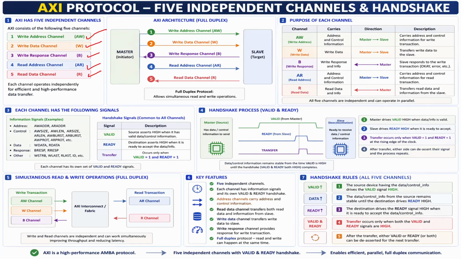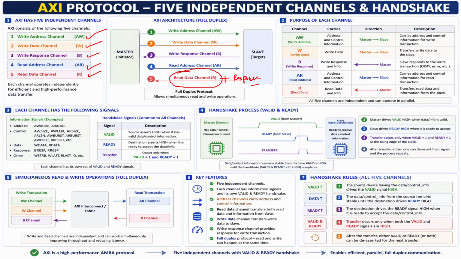For read there is no separate response channel, because see this is the direction of the read data channel. In this direction the read data as well as the response are going in the same direction. That's why the AXI protocol does not have a read response channel. In the read data channel only, the response is transferred. There is no need of an extra read response channel.